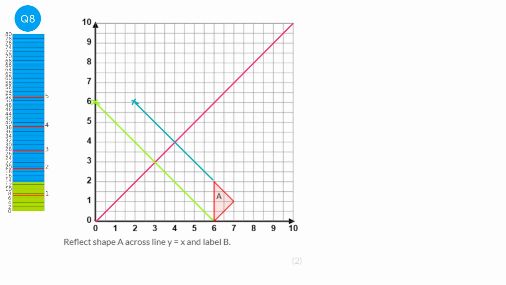And then finally, I'm going to do this slightly harder one. So we've got 1, 2, 3, 4, 5, 6. It kind of goes over the other one, ends up here. So if we join these up, and we need to label it B.